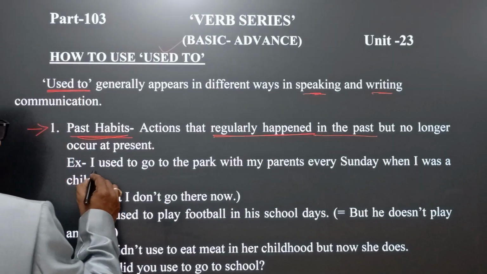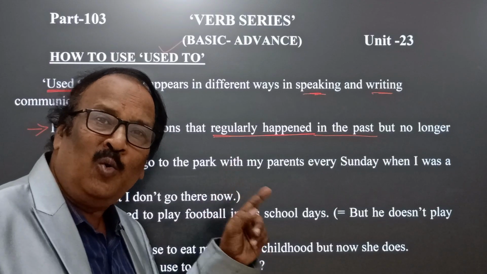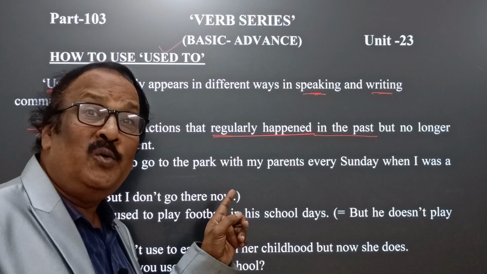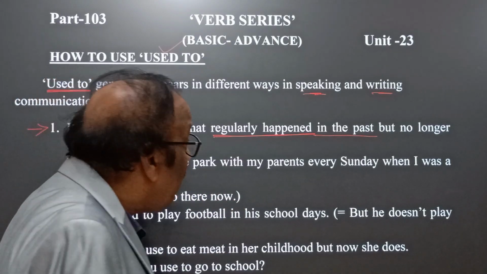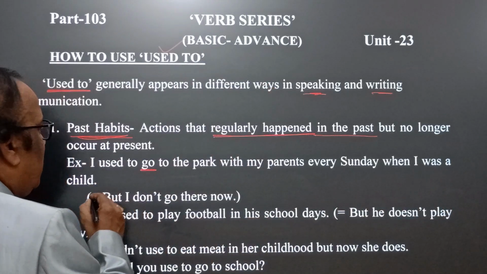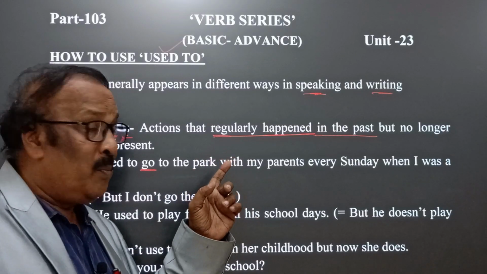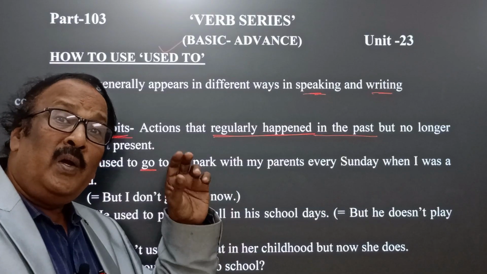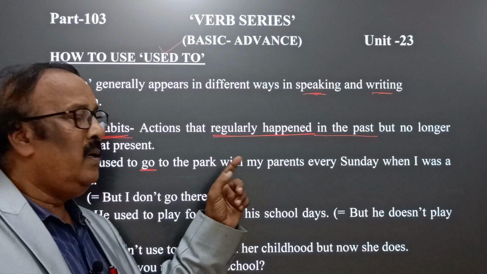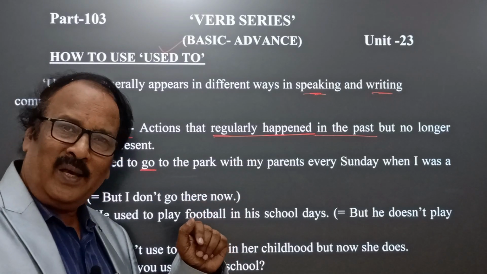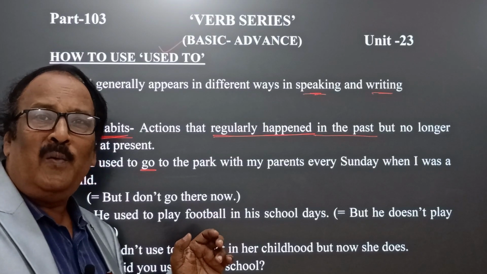In examples: I used to go to the park, where the infinitive without "to" is used after "used to". I used to go to the park with my parents every Sunday when I was a child. Here the speaker expresses his past habit, that whenever he was a child he used to go to the park with his parents every Sunday. But such a habit is not continuing at present.